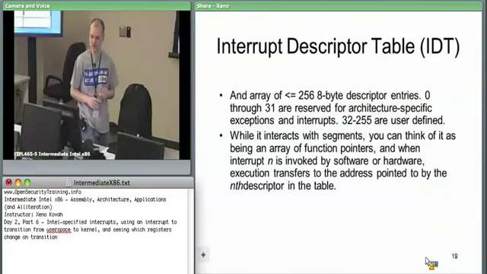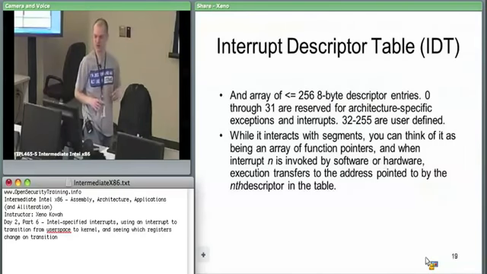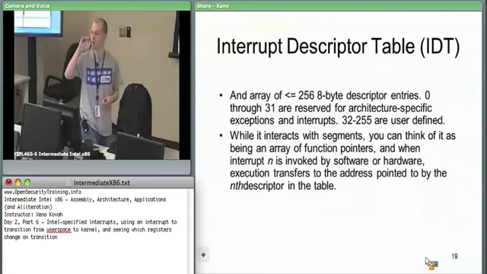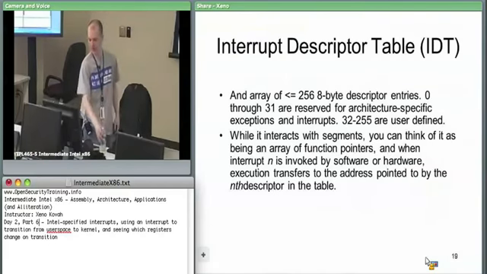It's an array of up to 256 8-byte descriptors. Like the GDT, we have 8-byte, 64-bit descriptors. You're going to see they look very much like GDT entries as well. They look much more like call gate entries. In fact, they look almost exactly like call gate entries, but we covered call gates so quickly that I wouldn't expect you to remember.